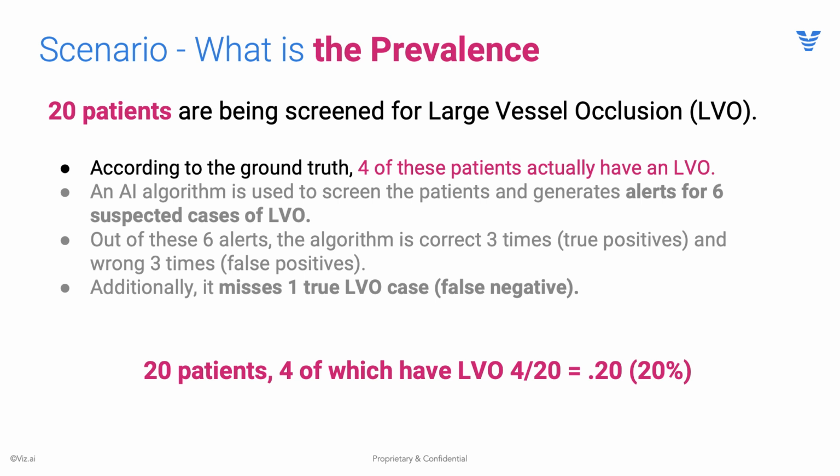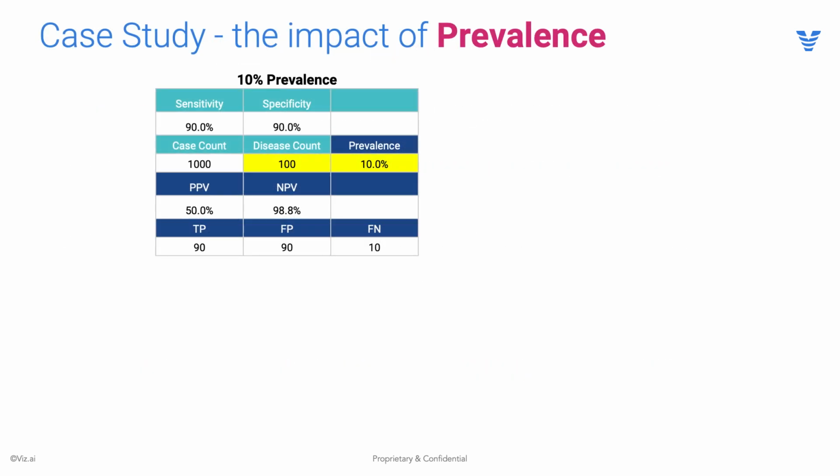We won't have you guys do this because we're going to be running out of time. We said we had 20 patients that are being screened for LVO. 4 of them actually had LVO. Our prevalence is 20%. That's actually a high disease prevalence compared to pretty much every algorithm that we have in every real world scenario that we have today. Case study, the impact of prevalence.